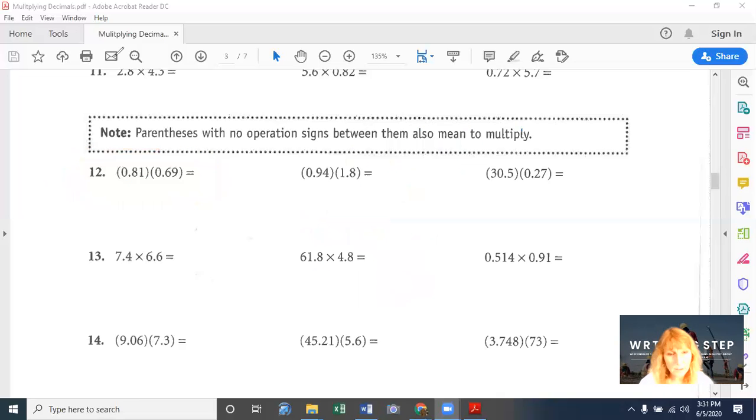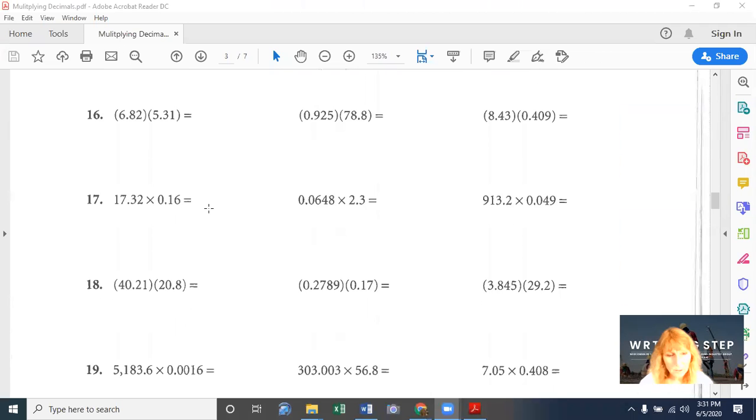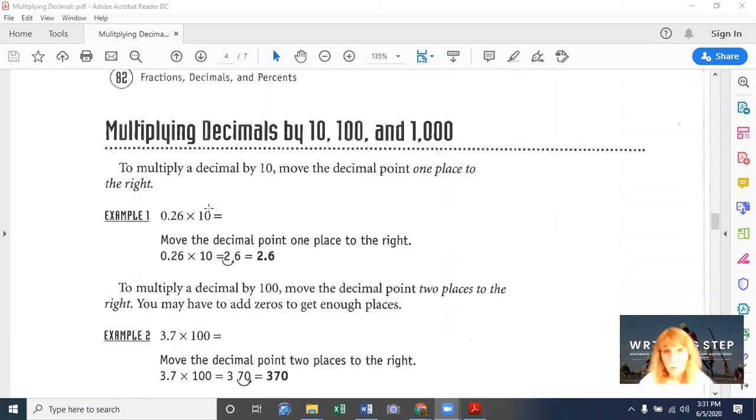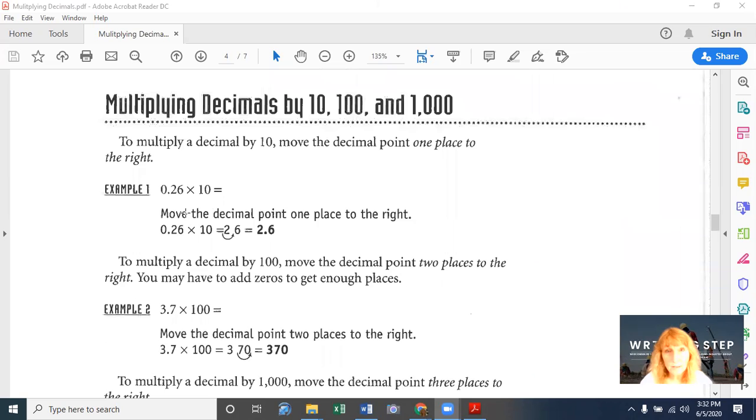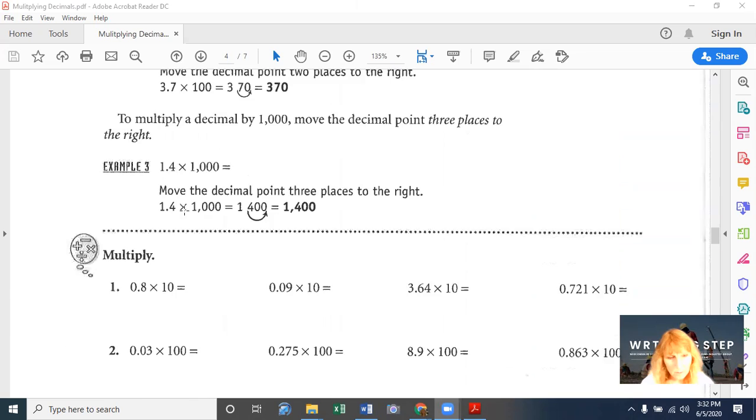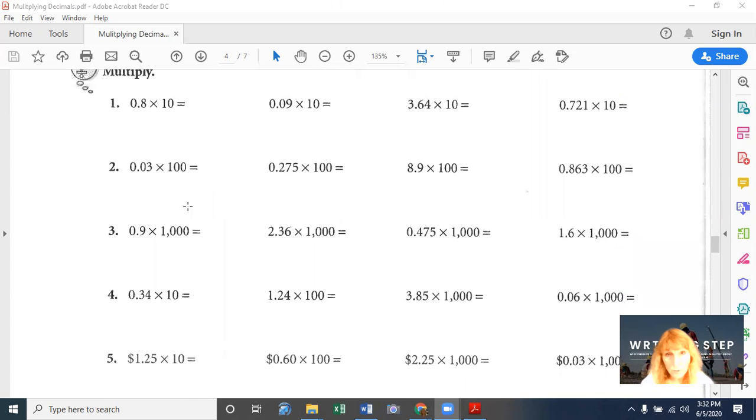Okay, let's clear our drawings. Let's move on from here. Let's go on to our shortcut method of multiplying decimals by a 10, a 100, or a 1000. So if we go down here, the first row is multiplying by 10, the second row is multiplying by 100s, and the third row is multiplying by 1000s.